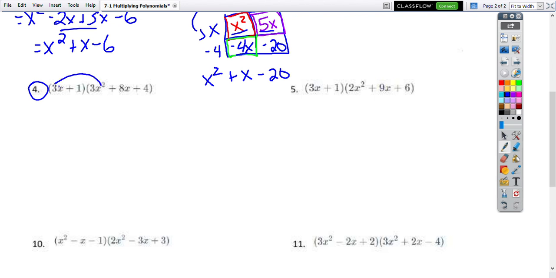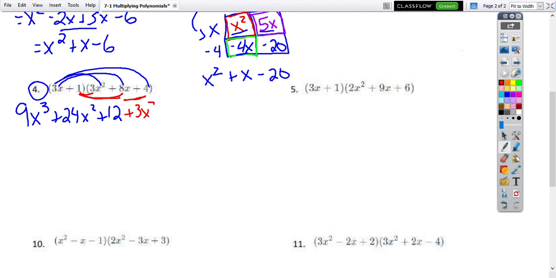So we're just going to rainbow through, okay? So 3x times 3x squared is 9x cubed. Okay, 3x times 8x is plus 24x squared. And then 3x times 4 is plus 12x. All right, switching colors here to red. Now I take the next number and I distribute that through. So 1 times 3x squared is just plus 3x squared. 1 times 8x is plus 8x. And then 1 times 4 is 4.